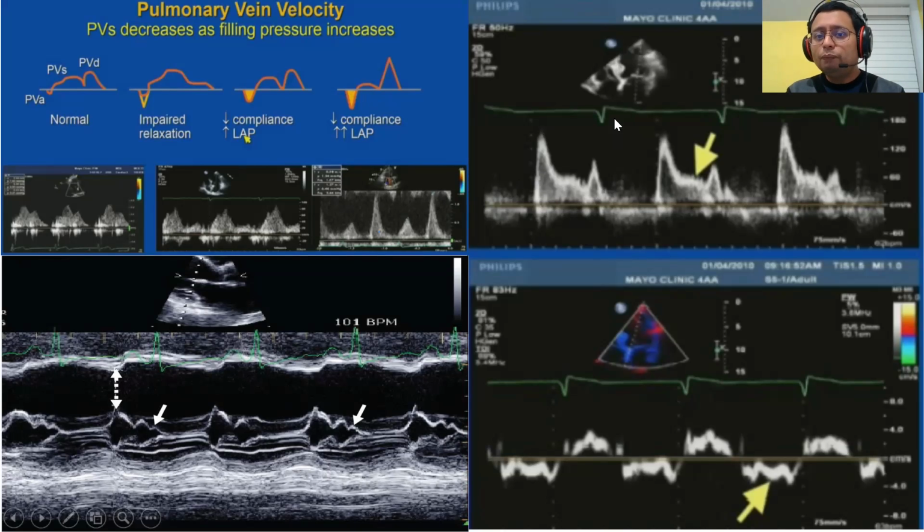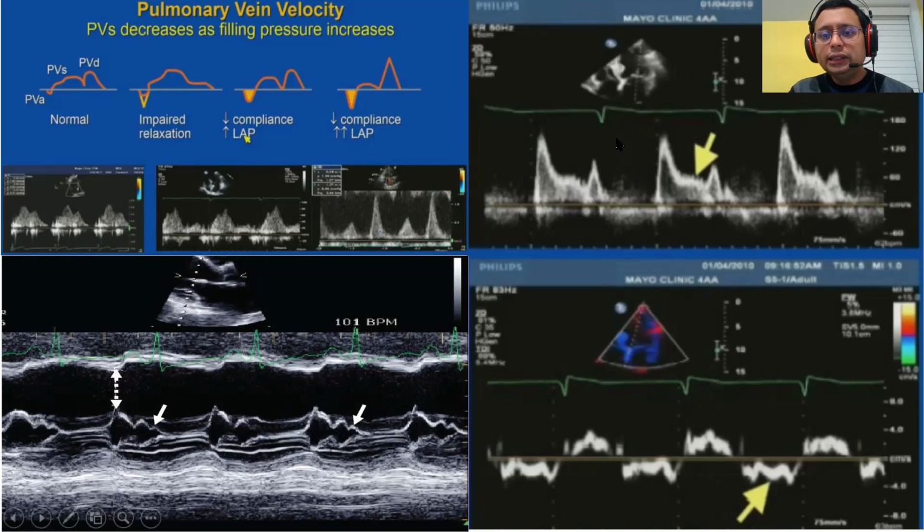The second tip is the L wave here. When you put your pulse wave Doppler at the mitral inflow, this middle part here that I show you is what we call diastasis. During diastasis, there should not be any flow going from the left atrium to the left ventricle. If you see flow here, and it's more than 40 centimeters per second, then that is what we call the L wave. And that is very specific for increased left atrial pressure.